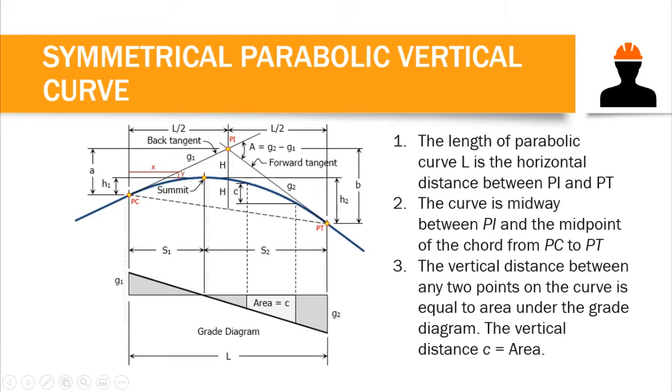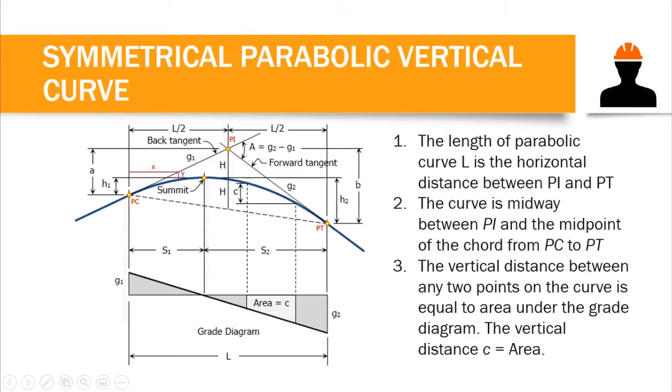Now for a symmetrical parabolic curve, we have our PI. PI is the intersection between the two tangent lines. PI is located between PC and PT, and we have L over 2 from PC and L over 2 from PT. So PI is located at the midpoint of the horizontal distance from PC to PT. Now, if we draw the grade diagram, by the way, this grade diagram is one of the approaches in computing the elements of our parabolic curve.